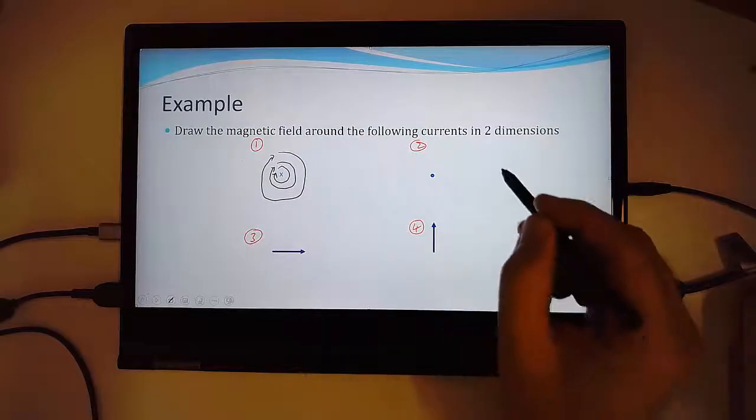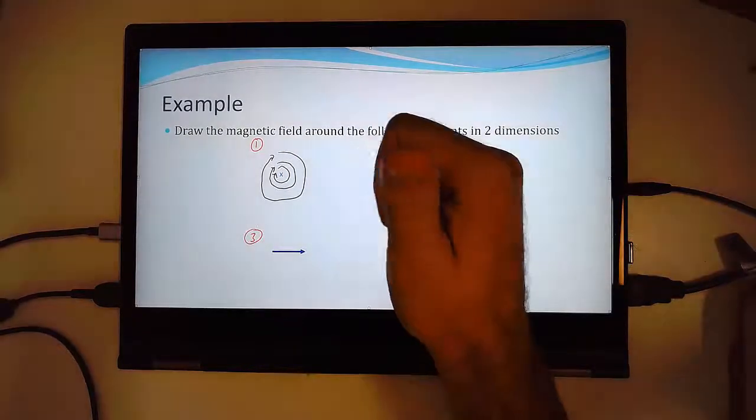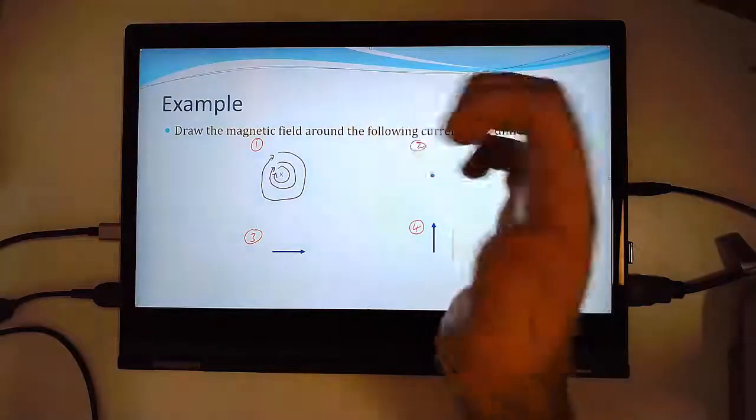further away. For number 2, it's the other way around, so it's coming out of the page, thumb out of the page, which means the fingers are wrapping anti-clockwise.